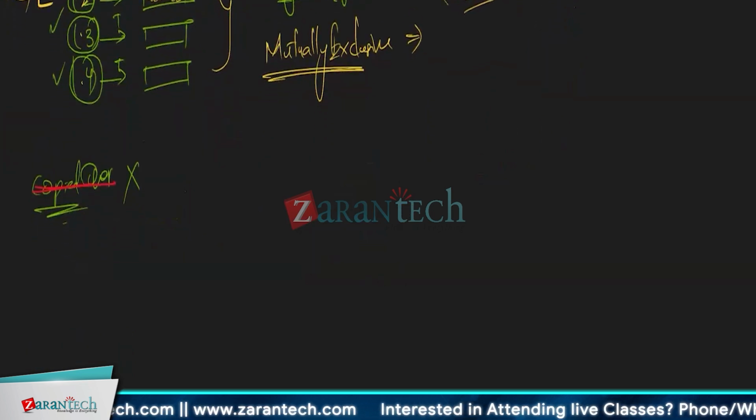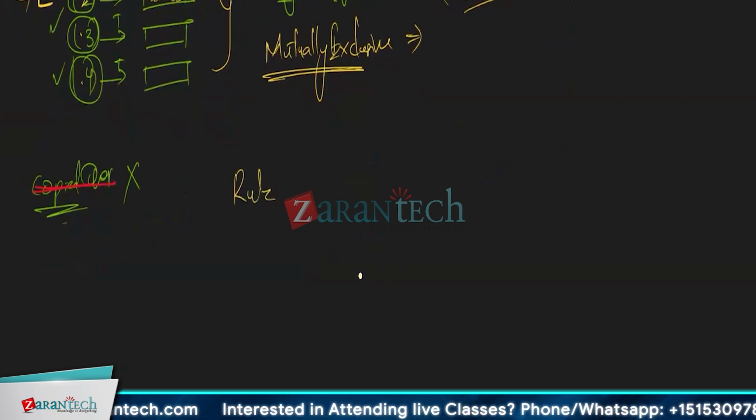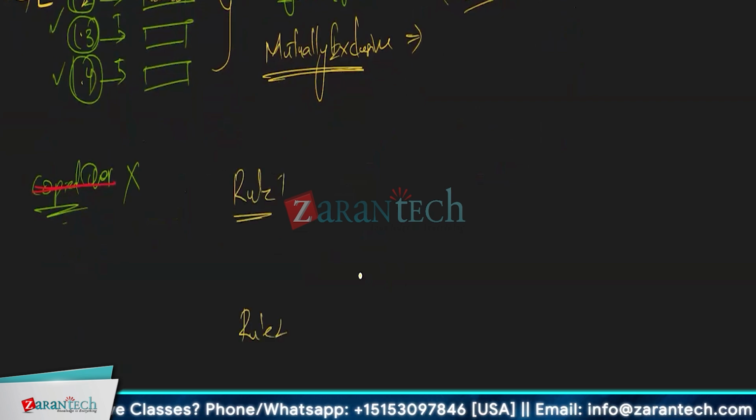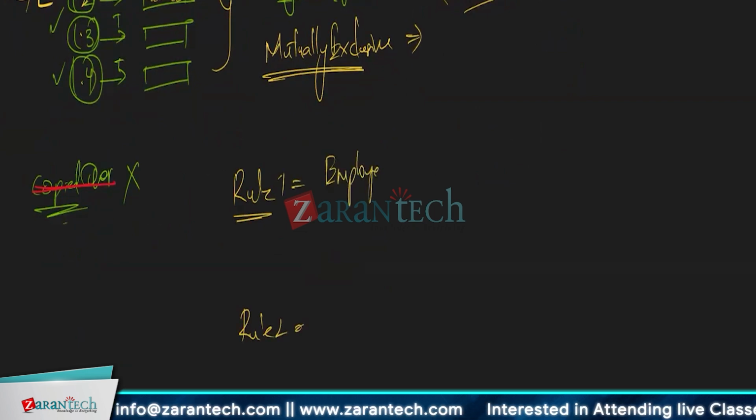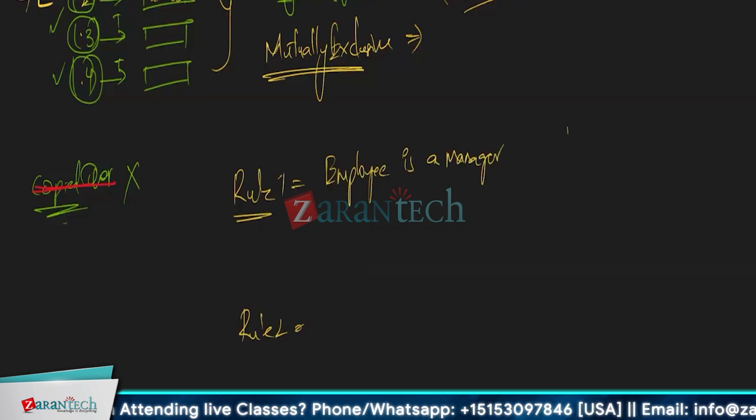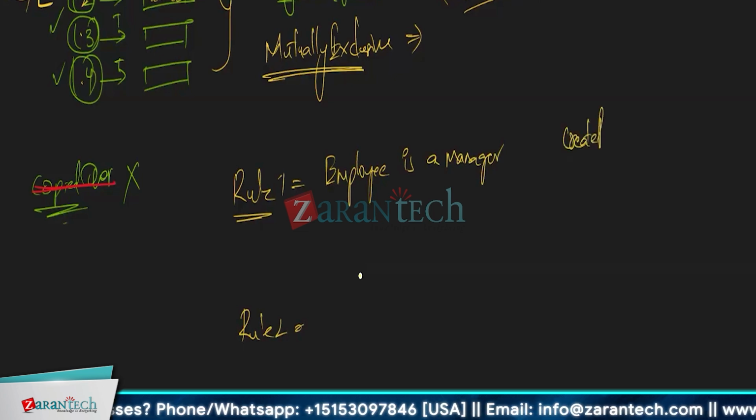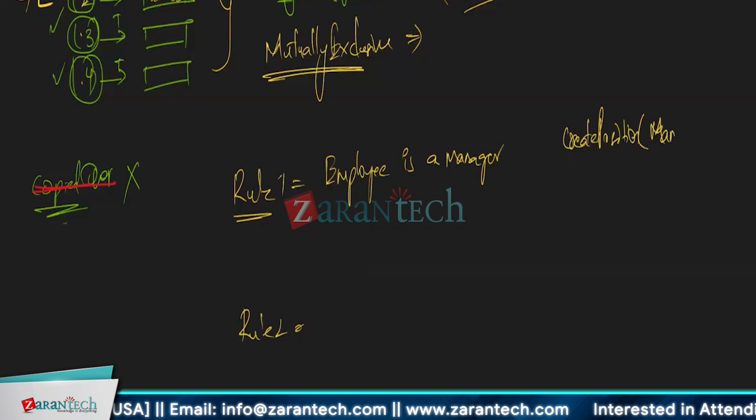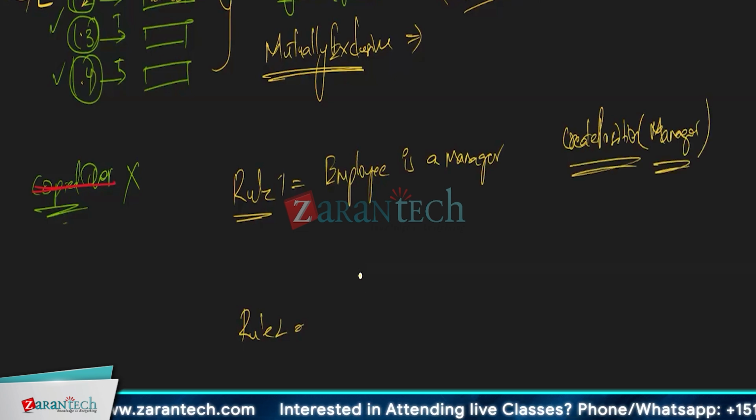Let us define two rules here. For example, this is rule 1 and rule 2. Rule 1 says if the employee is a manager, then it will trigger create position manager. Okay, this is one rule based definition.